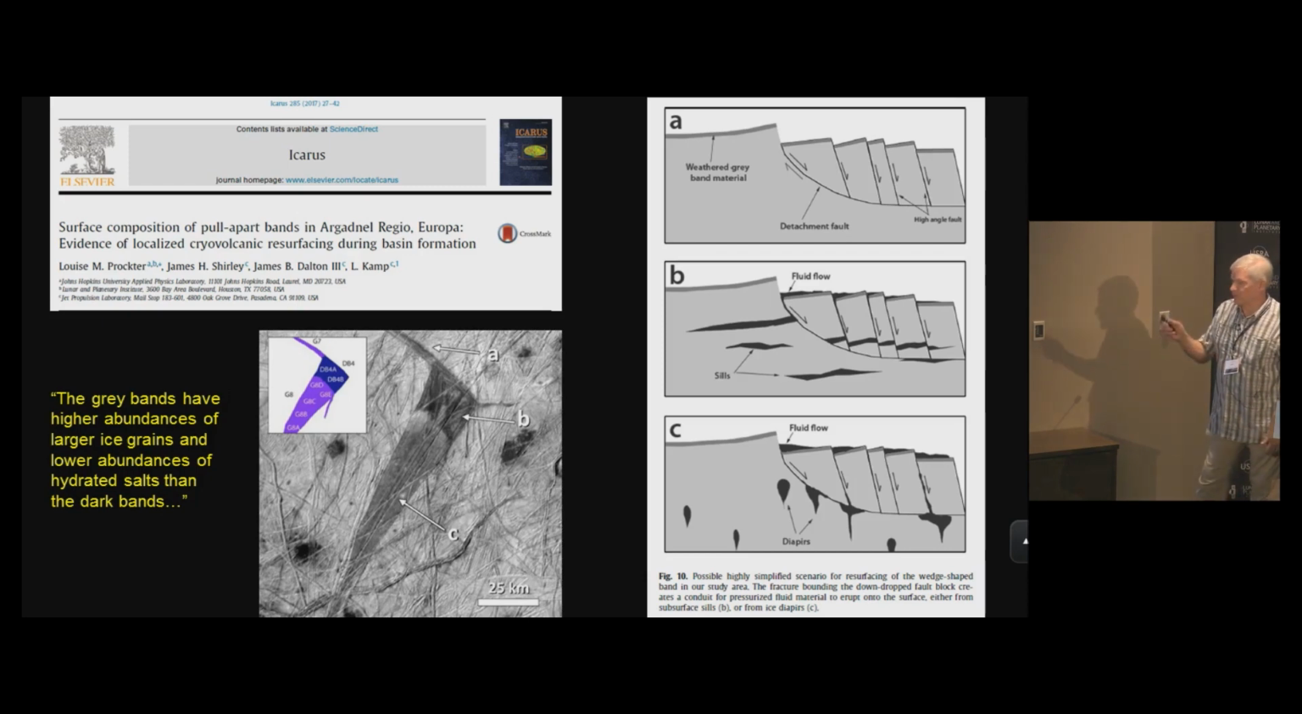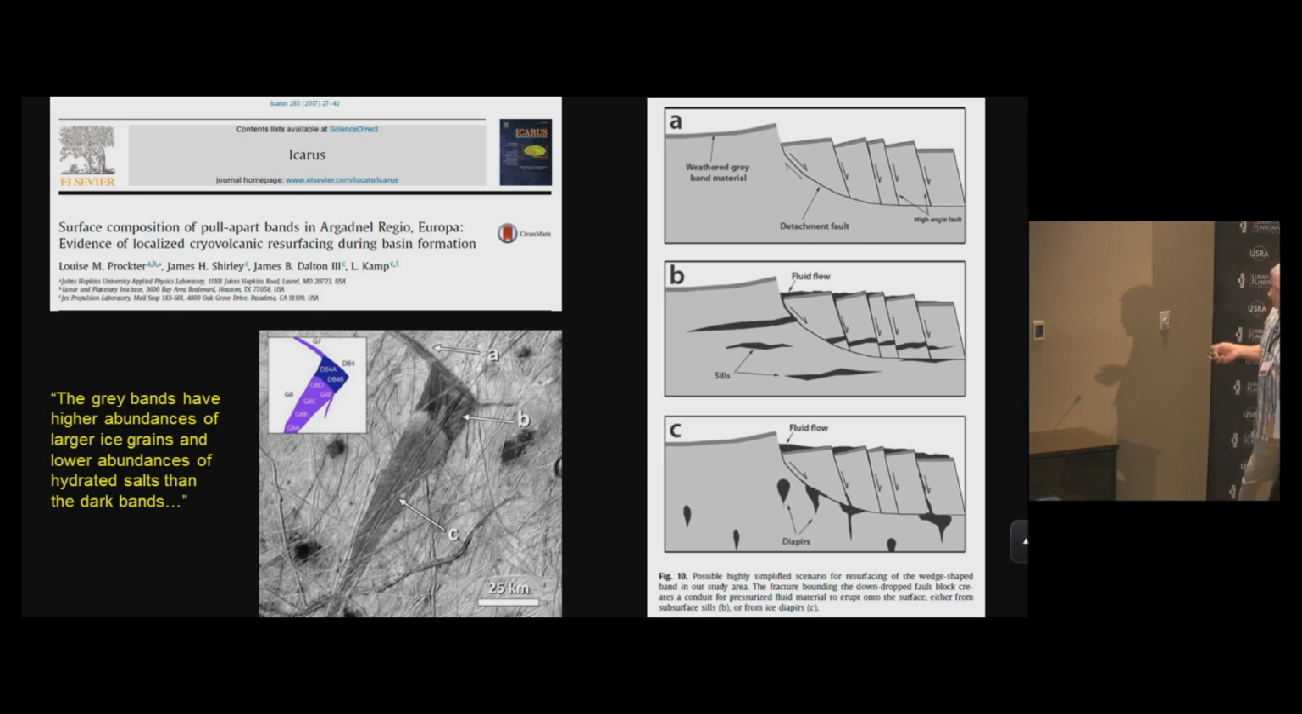Well, it turns out Paul Schenk has worked and shown some crop circles not too far away. And it appears very reasonable that there is a scarp that's formed right along that boundary. And so we're hypothesizing, how do you resurface this with newer materials? You can have this detachment fault model and either sills or diapirs, and end up with extrusion on the surface of fresh, young material from within the crust.